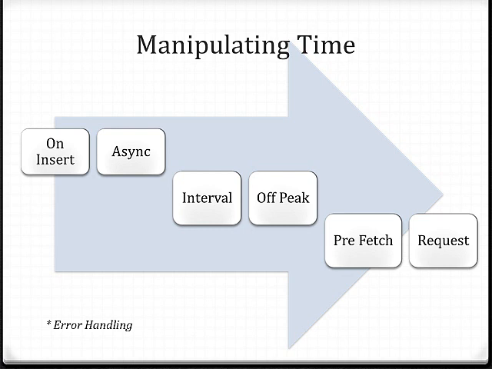And regarding error handling, on insert and request are the easiest because you get an error then and there, and you know what it's about. Asynchronous, it's harder. With Gearman, I think it tells you this failed and what you can do about it. And intervals and off-peak, you can monitor the process and everything. There is a good use case for intervals and off-peak, and I'll explain.